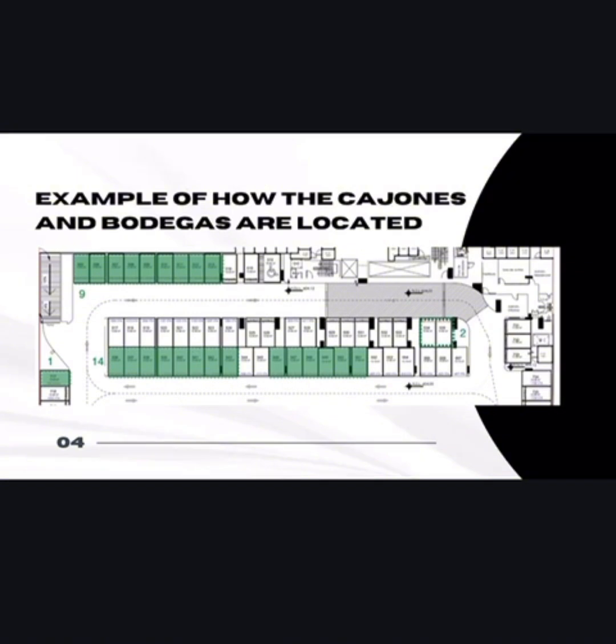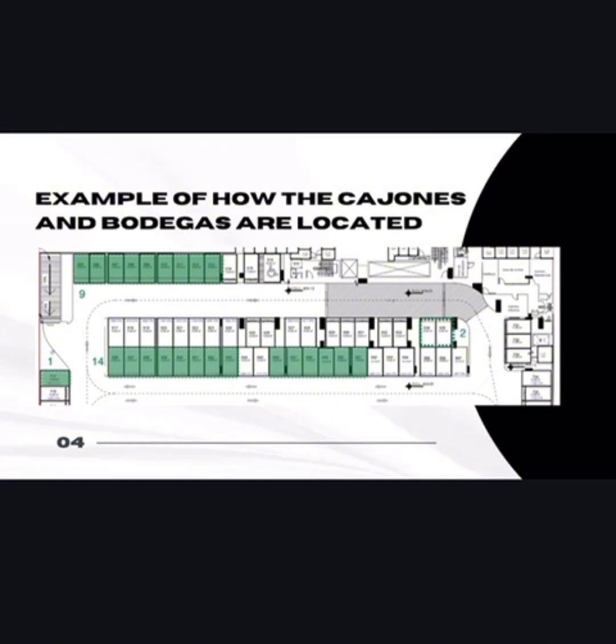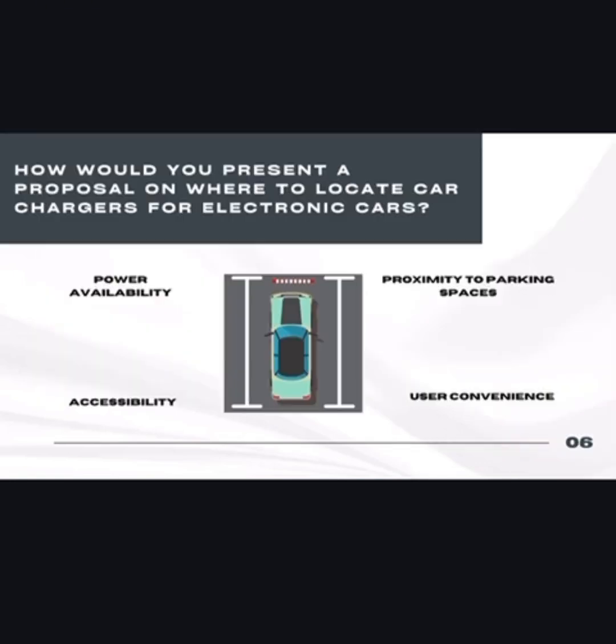Again, I am trying to put the presentation in a way where you have text you can read, but also something visual that will make the presentation a little bit better and more dynamic, because you are presenting the two important data points to the people. And then we have this other point that is really important: how will you present a proposal on where to locate chargers for electric cars?